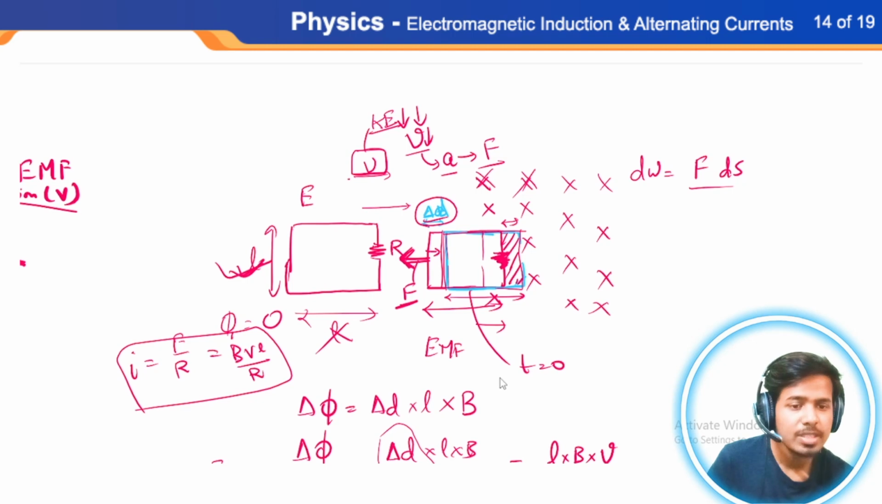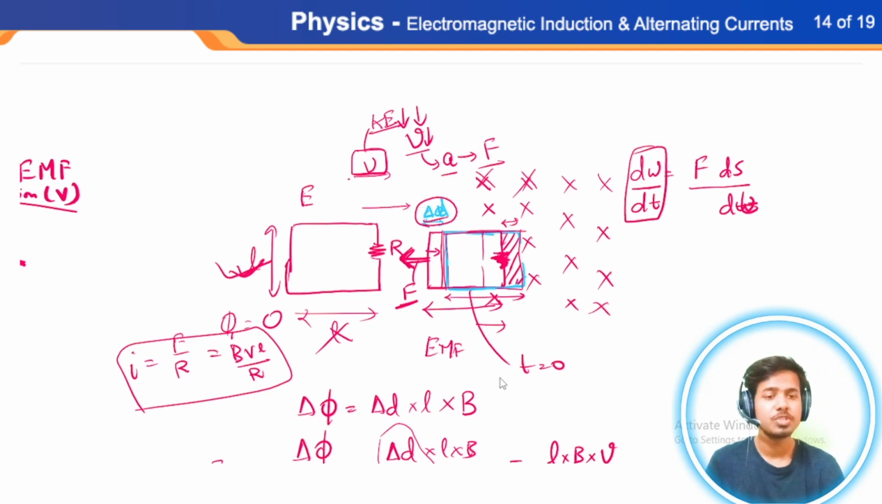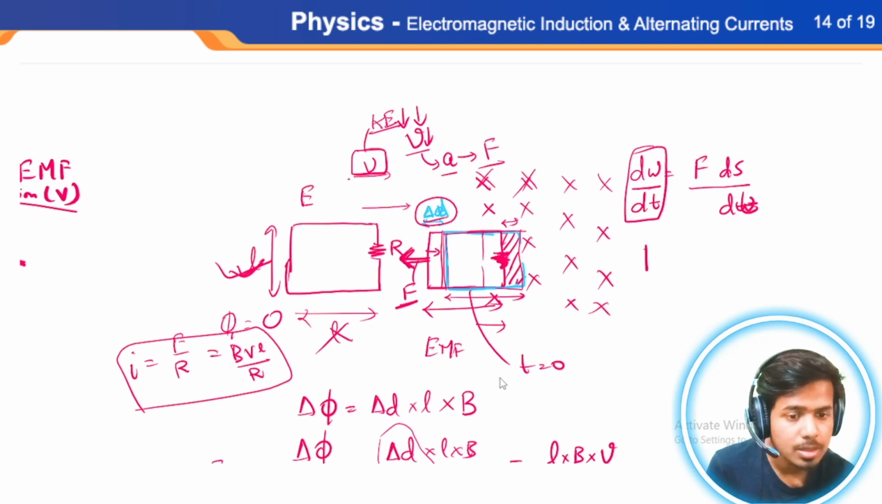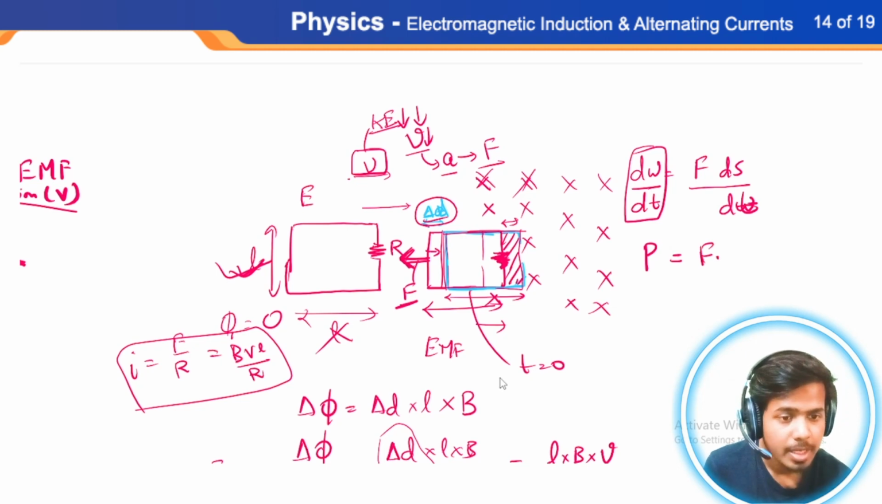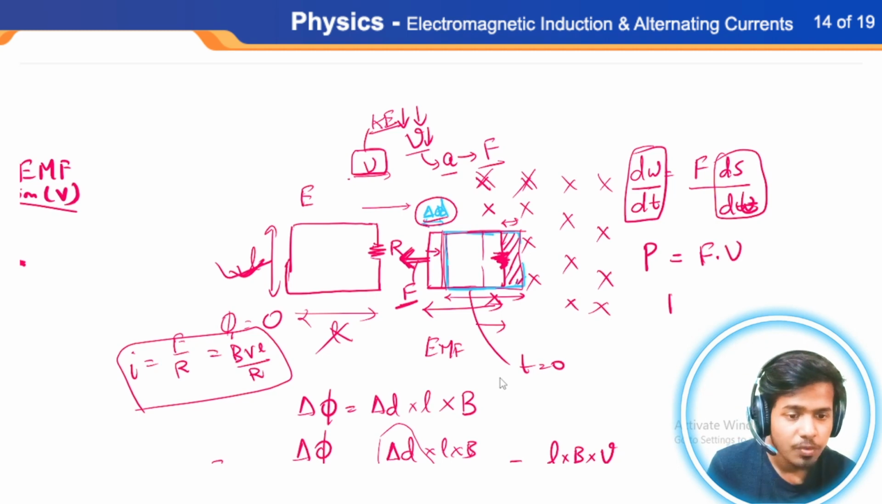Now let's divide it with respect to time. What happens? dW by dt. What is this? Rate of change of work. This is power, which is equal to F, since force is constant, it remains the same, times ds by dt. It is going to be the velocity. So simply, force is going to be power over velocity.